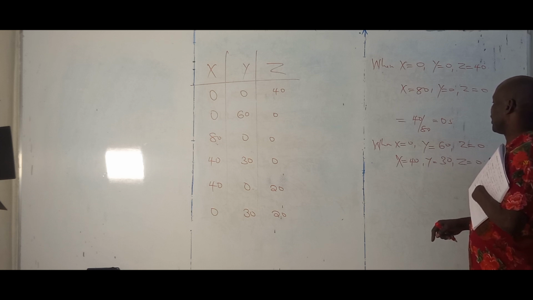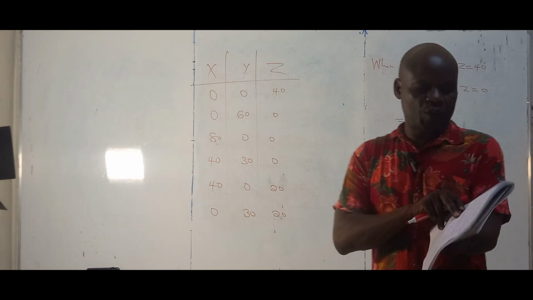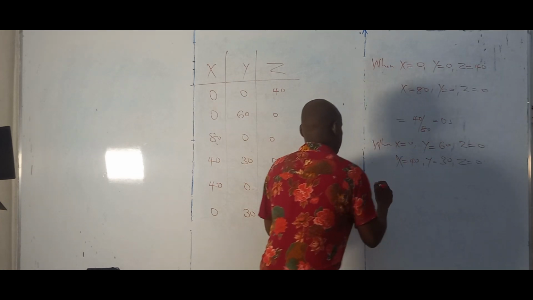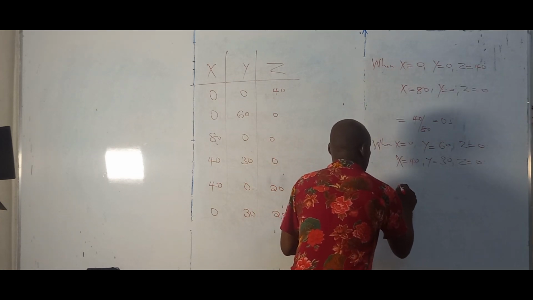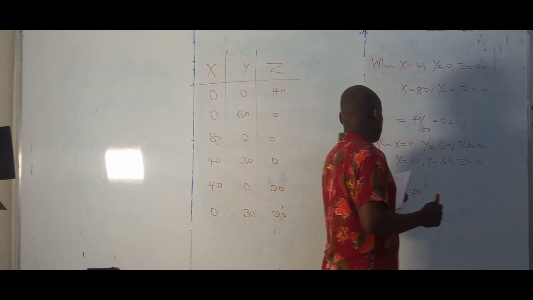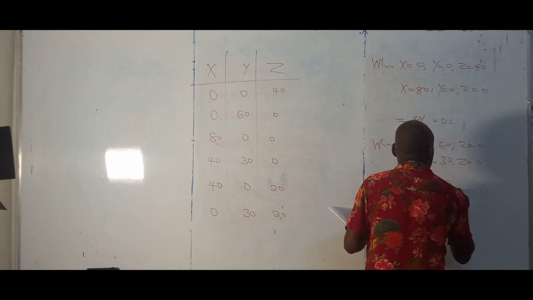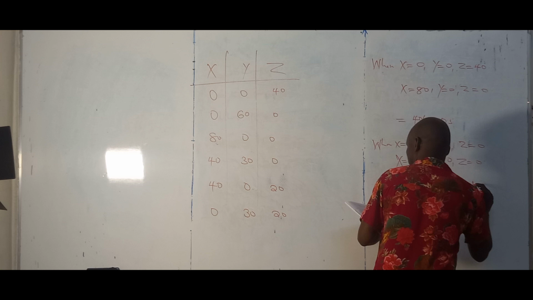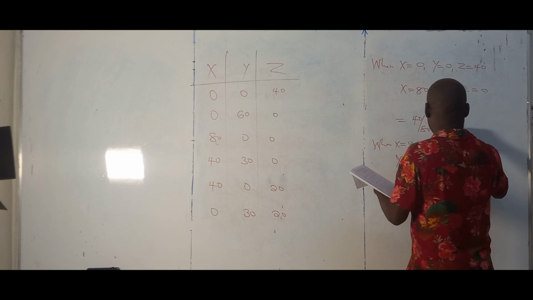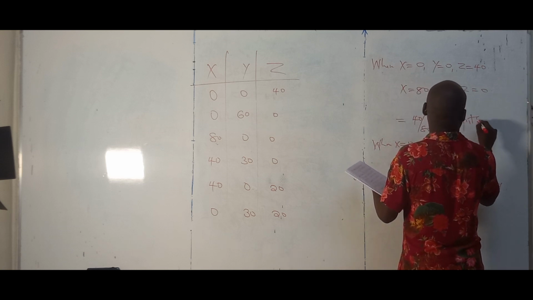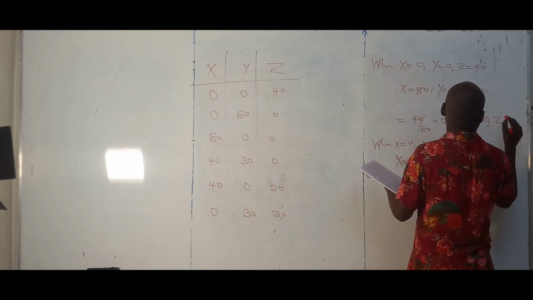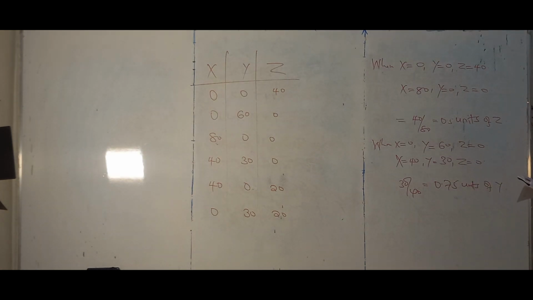In that case, the opportunity cost per unit of output will be 30 over 40. So the opportunity cost per unit of X will now be 30 over 40, and that is about 0.75 units of Y. This was 0.5 units of Z.